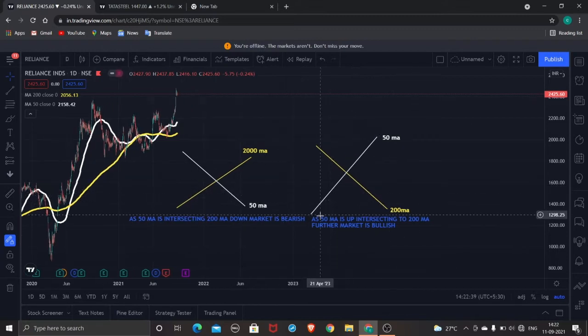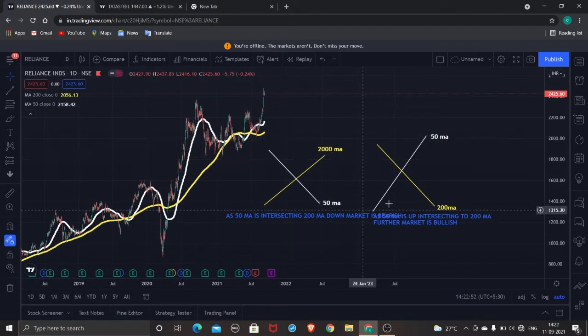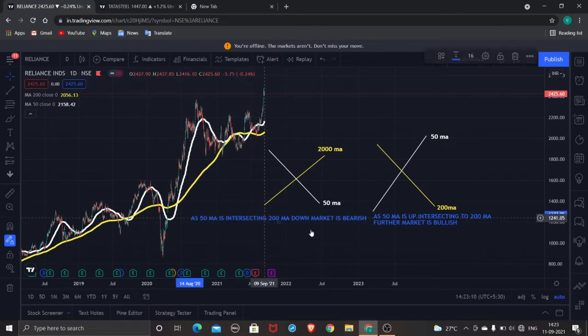And if the 50 moving average crosses the 200 moving average in an upward direction, then the market is bullish. What does bullish mean? That the price is going to increase. Based on this system, we can have a trade. In intraday we can short if the 50 moving average is crossing down the 200 moving average. But for long term swings, we can take up this system very easily when the 50 moving average is crossing up the 200 moving average.